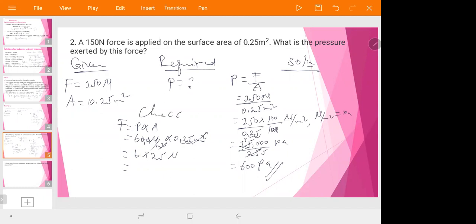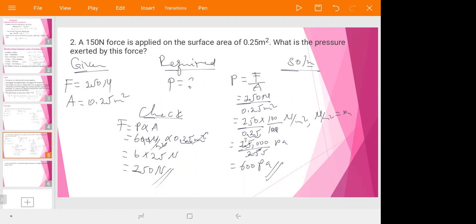6 times 25 is 150. How many? 150 Newton. Have you seen? Our force was how many? 150. You can check or find force again. Have you seen this? Do you have a question on this one? No.